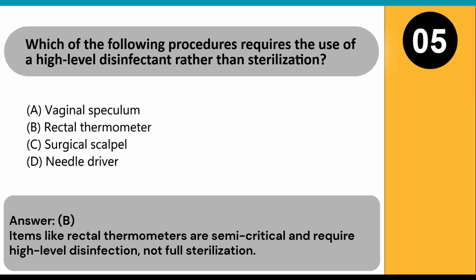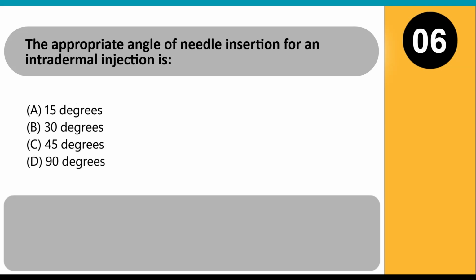Answer: B. Items like rectal thermometers are semi-critical and require high-level disinfection, not full sterilization. The appropriate angle of needle insertion for an intradermal injection is A. 15 degrees. B. 30 degrees. C. 45 degrees. D. 90 degrees.